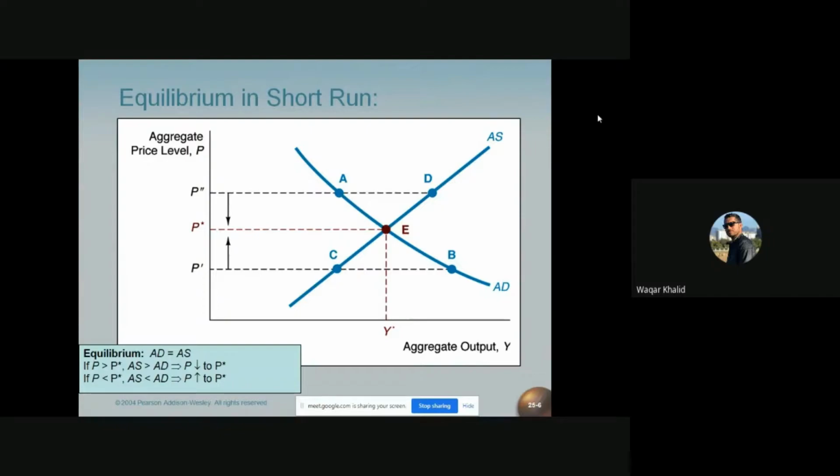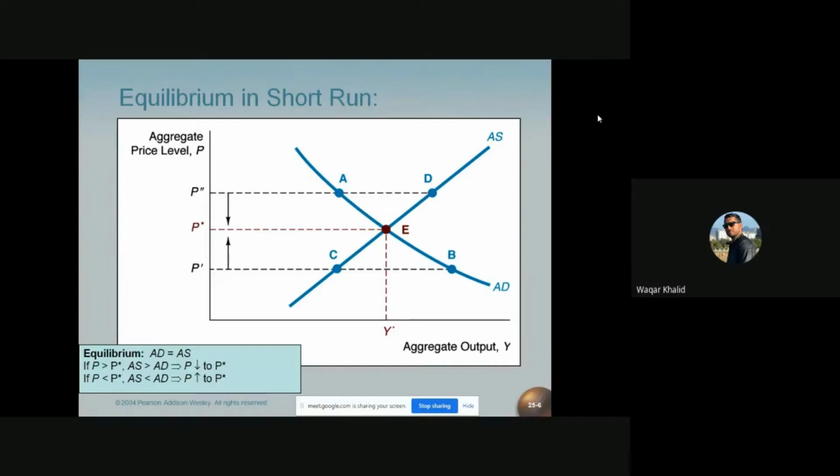However, in the context of aggregate demand and aggregate supply analysis, there are two types of equilibrium. One is known as the short run equilibrium and the second one is known as the long run equilibrium. Now we are discussing equilibrium in the short run.